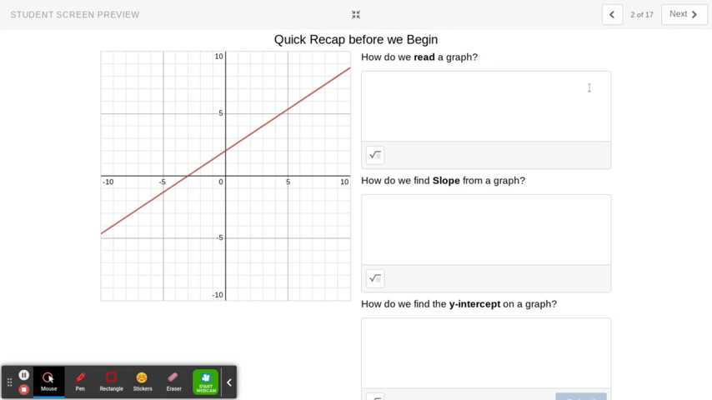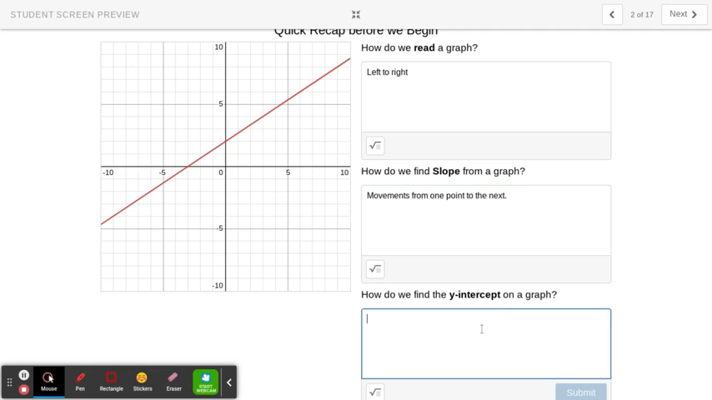So first things, quick recap before we get to graphs. How do we read graphs? Well, we read graphs from left to right, just like a book. How do we find slope from a graph? Well, we count our movements from one point to the next, okay? How do we find the y-intercept of a graph? Well, to find the y-intercept, we look at the point where our line passes the y-axis.